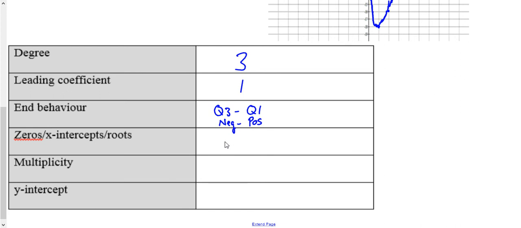What are our zeros, x-intercepts, or roots? All three of those keywords mean the same thing. So we only have two of them. We have x equals negative 2 and x equals positive 3 as our two zeros, or our two roots, our two x-intercepts, all three are the same. What's our multiplicity? So let's jot this down.